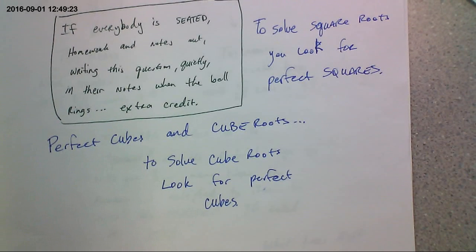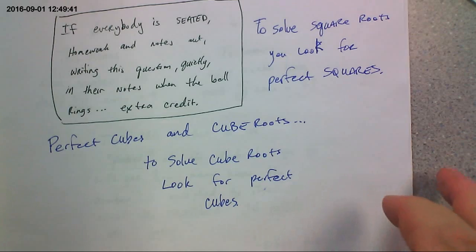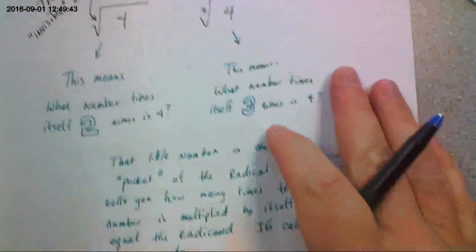What's the next one after 8, Kate? Do you know? 27. And then 64. And then 125 and 216 and 343 and 512 and 729 and then 1,000. You got that, Jared? Perfect.